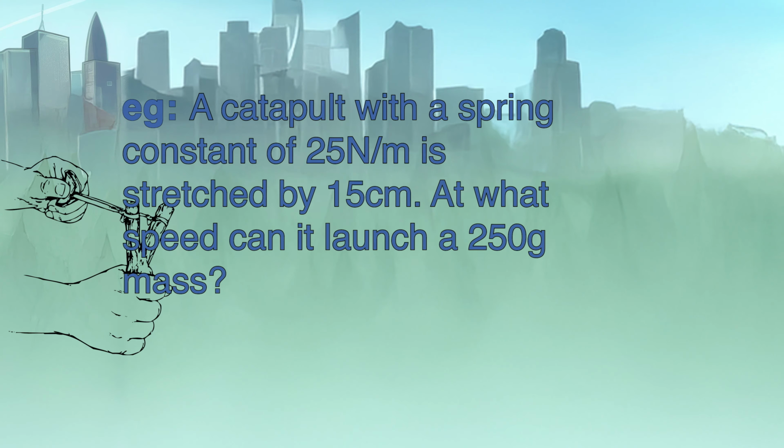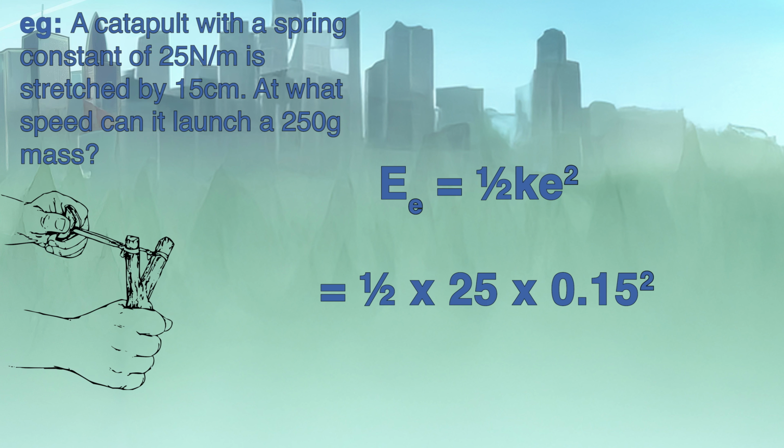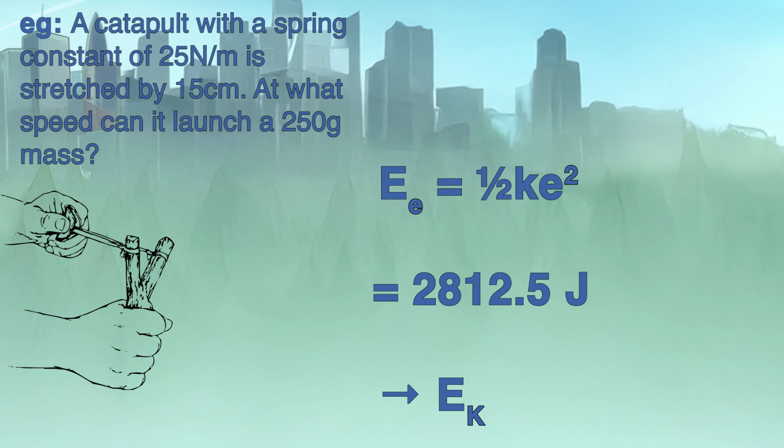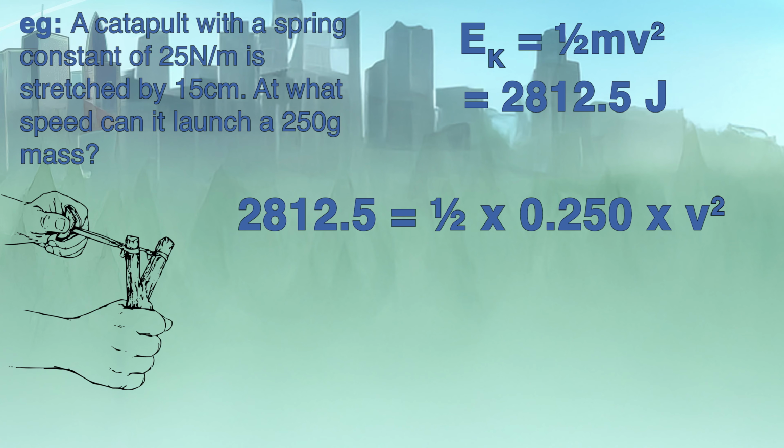We begin by calculating the elastic potential energy stored in the stretched catapult. So E equals half ke squared, which equals half times 25 times 0.15 squared, which equals 2,812.5 joules. This energy is then converted into the kinetic energy of the launched object. So Ek is half mv squared, which is equal to 2,812.5, which equals a half times 0.250 times v squared. Remember, we've converted the 250 grams into 0.25 kilograms.